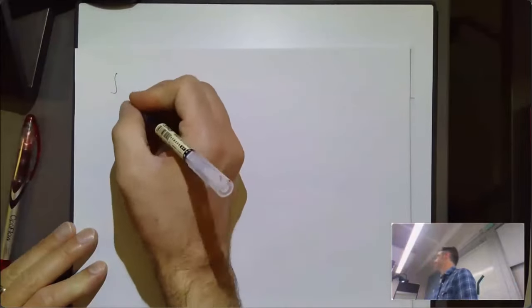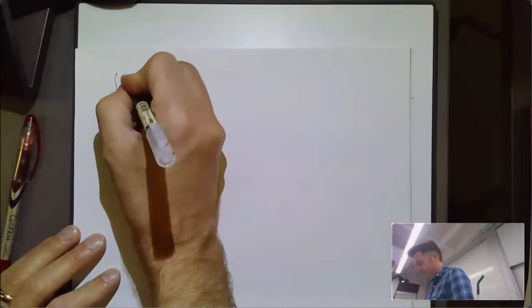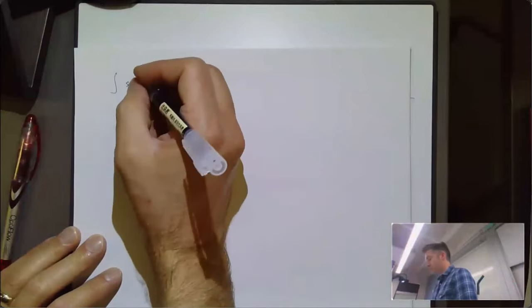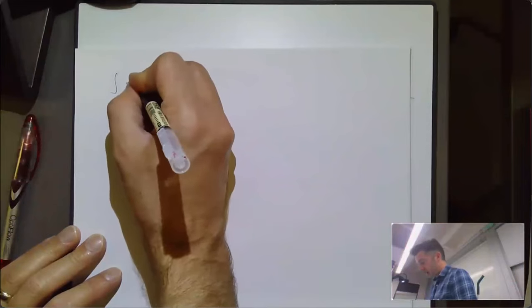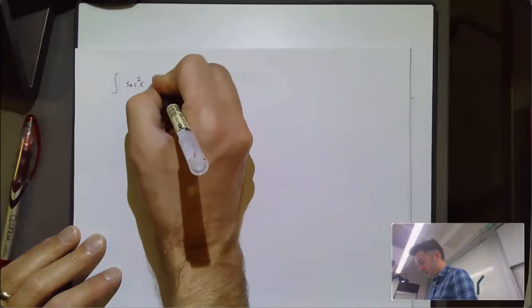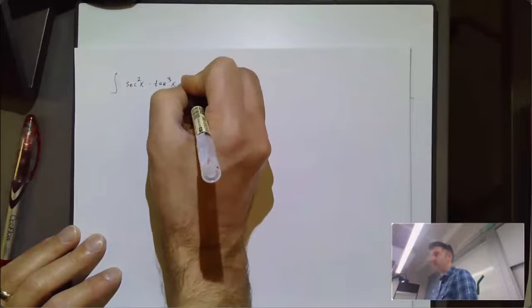I suppose we should do a couple examples with secant and tangent as well, just because they might show up. So I want to integrate secant squared x times tangent cubed x dx.